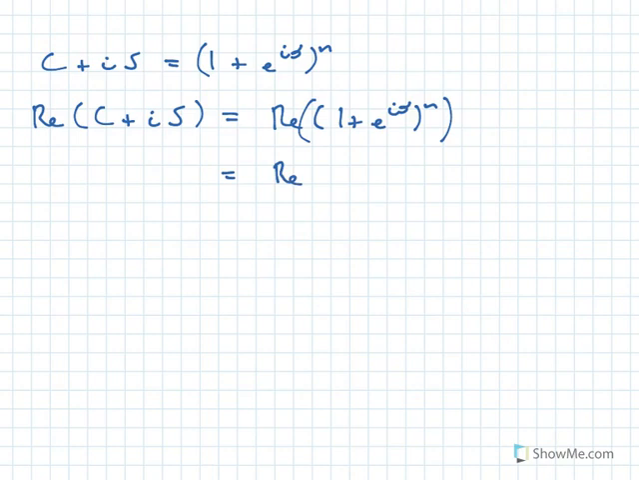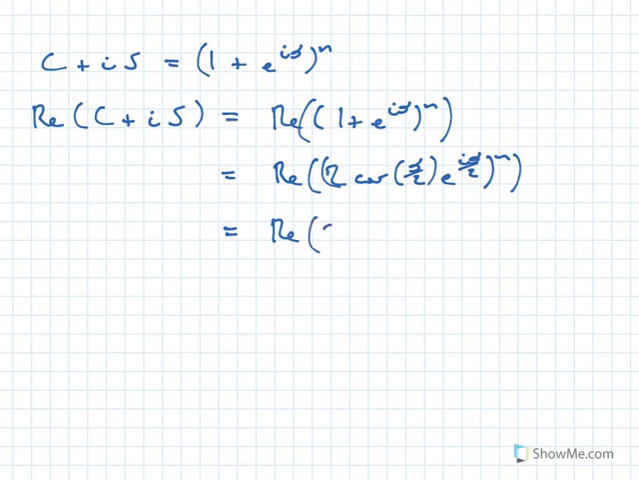So this is equal to the real part of (2 cos theta over 2 e to the i theta over 2) to the n. So bringing the n exponent inside, I actually just want the real part of 2 to the n cos to the n theta over 2 e to the i n theta over 2.